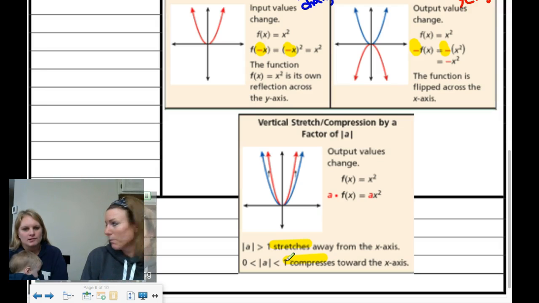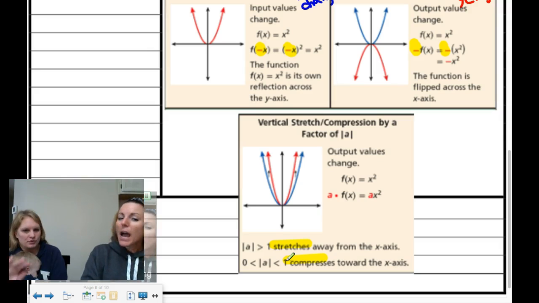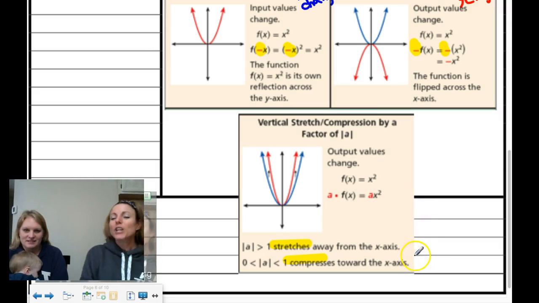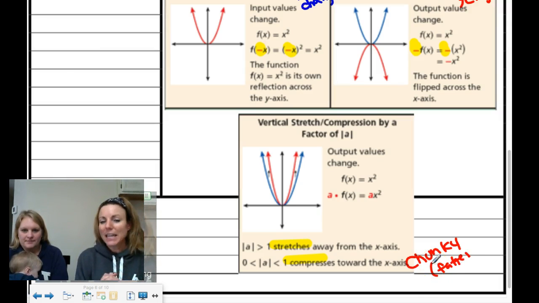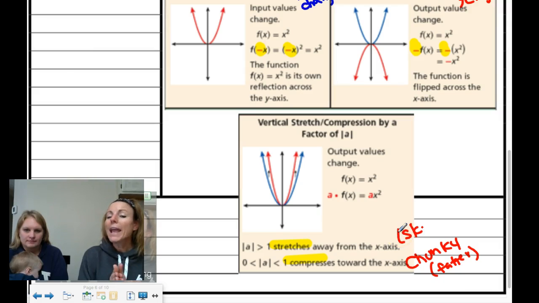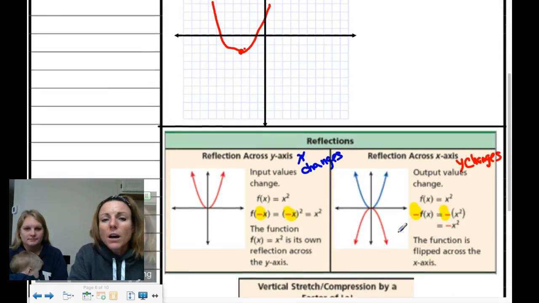So I think of a garbage dump. I think of my garbage is so full every week that it's overflowing. So I picture myself getting in my garbage can and pushing down my garbage. I'm compressing my garbage. I'm pushing it down. So it's like pushing the graph closer to the x-axis. When you do that, I think of compress, C, chunky. Your graph is getting fatter. And stretches, think of skinny. Your graph is getting skinnier. You're stretching it away from the x-axis. Stretch, skinny. Does that help? Yeah, I think that's what I thought. All right, I think that's good.